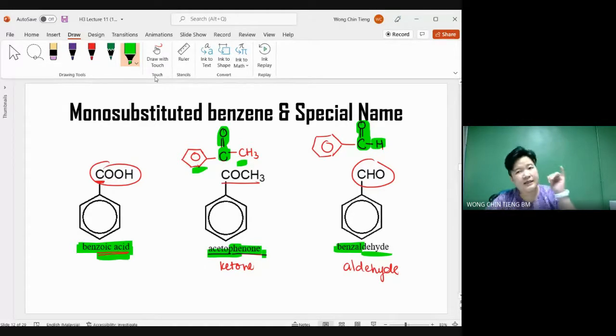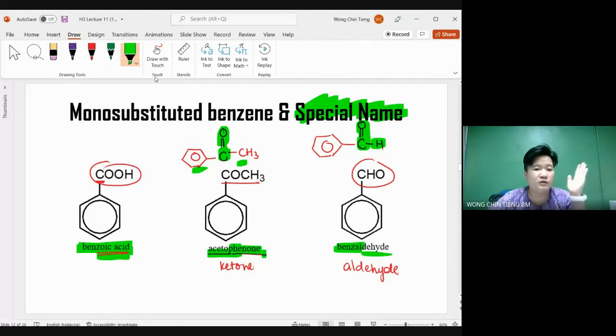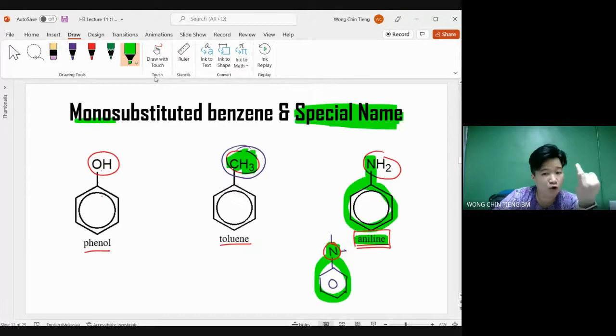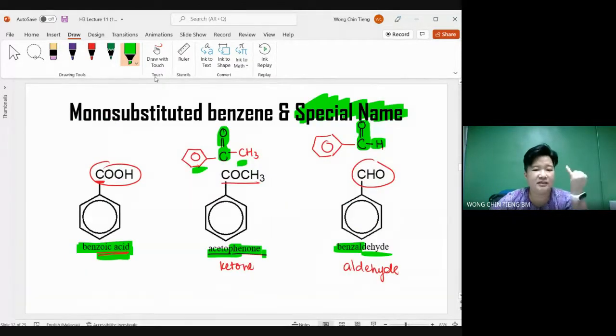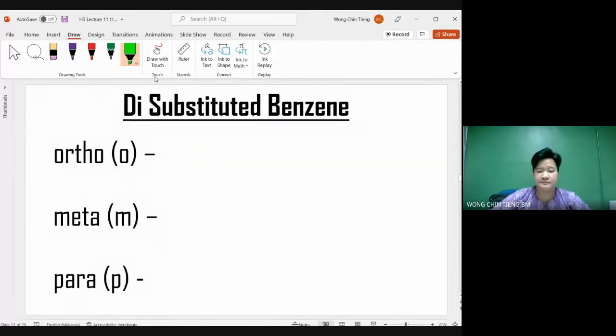So kita ada 6 special name. There are 6 special names that you need to know about benzene, all the way from your phenol, your aniline tadi, apa lagi tadi? Alright, your toluene, and then you have your benzoic acid, your acetophenol, your benzaldehyde. 6 ni kamu kena kenal, kamu kena hafal. Alright, senang je.